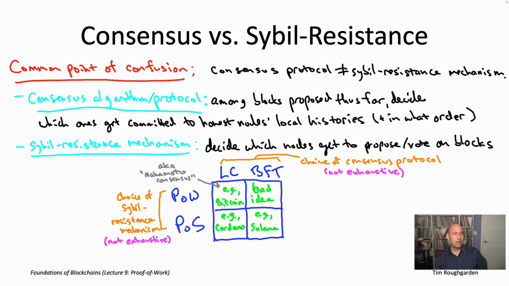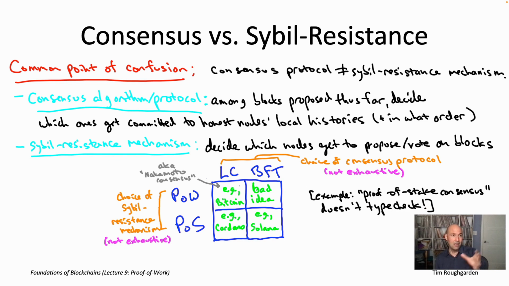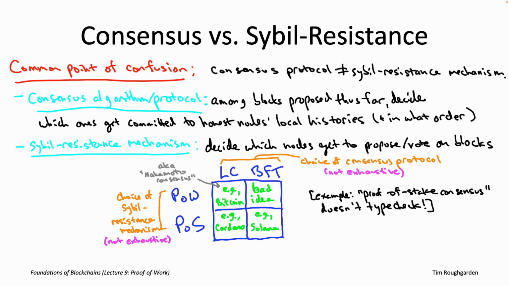So for example, a common rookie mistake is you'll hear people say or write, they'll refer to, proof of stake consensus. And as we can see from this taxonomy, that actually doesn't type check, right? If you just say proof of stake, it actually leaves unspecified what is the approach to consensus. It might be longest chain, it might be a BFT-type consensus. That's going to differ from project to project. So you would say proof of stake Sybil-Resistance, not proof of stake consensus. You would say longest chain consensus or BFT-type consensus.